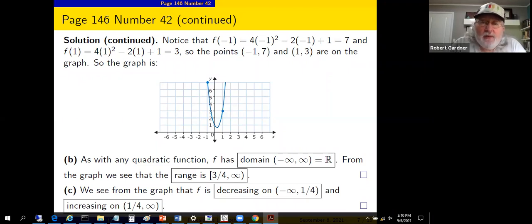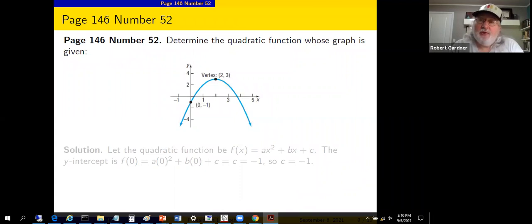Let's look at another one where they give us a picture, and then they ask us about the quadratic function that has this graph. So here's a graph. What's the quadratic function? They gave us the vertex. They've given us a y-intercept here. Looks like that's about all they've given us.